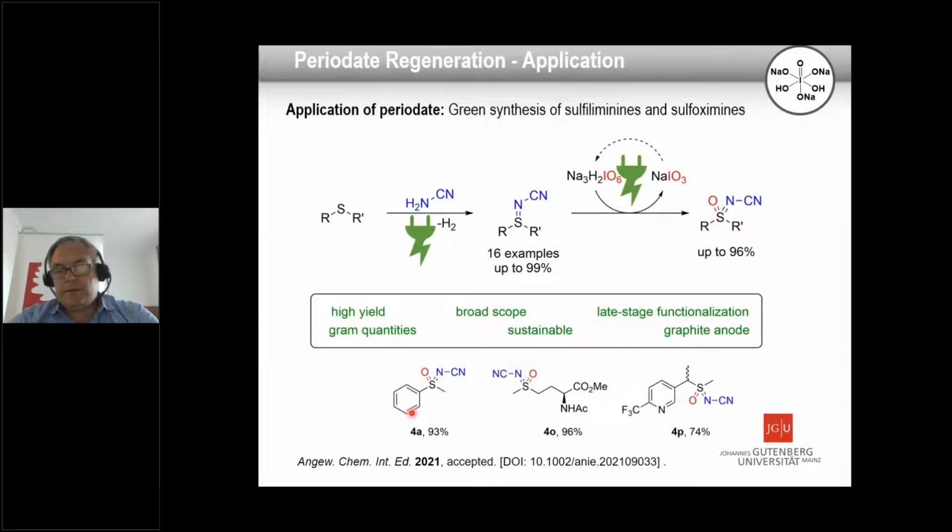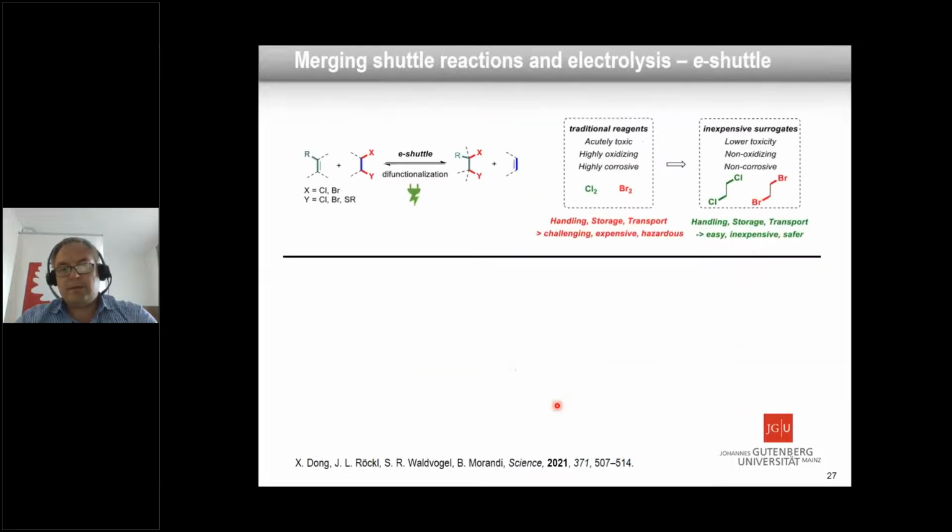Just to give you a clue, it's a very broad application. You can do the electrolysis within these cells simply with sulfides and cyanamide. You get the sulfilimines, and these are once more oxidized indirectly electrochemically with the periodate, and then you get this sulfoxaflor, or you have the medically relevant intermediate here as well. You see, this is something you can easily use, and you can use this with larger cells.